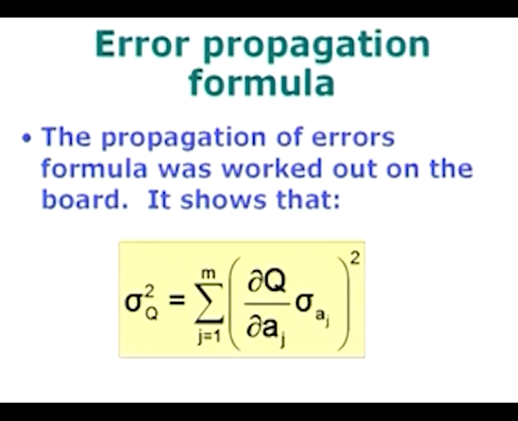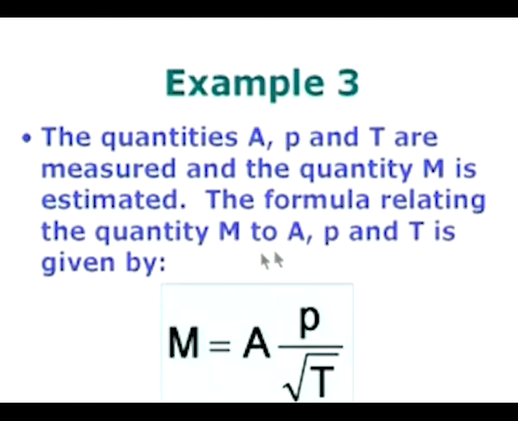So, with this background, let us take a look at a simple example. Example 3. In this case, we measure A, P and T. These are the 3 measured quantities, and the quantity m is estimated, and the formula which links the value of m to A, P and T is given by the formula here, m equal to A times P by root T.